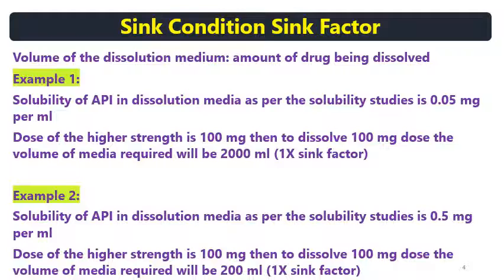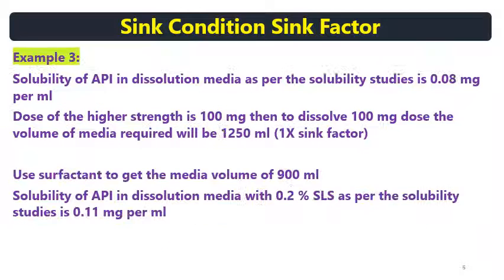Example 2. The solubility is 0.5 mg per ml, and if you consider the same 100 mg dose, then with 200 ml you can get the 1x sink factor. And for this type of solubility API formulation, you can use 900 ml media as a standard media volume.